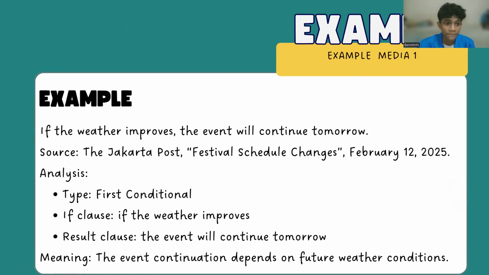The first example media: if the weather improves, the event will continue tomorrow. Source from the Jakarta Post, Festival Schedule Changes, February 12, 2025. Analysis: the type is first conditional, the if clause is "if the weather improves," and the result clause is "the event will continue tomorrow." The meaning is the event continuation depends on future weather conditions.